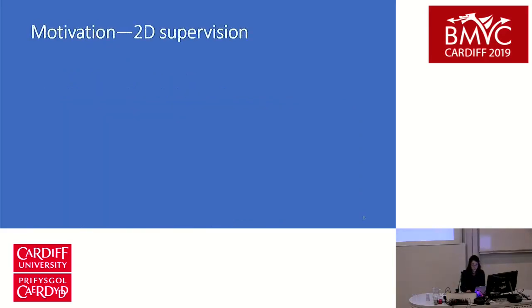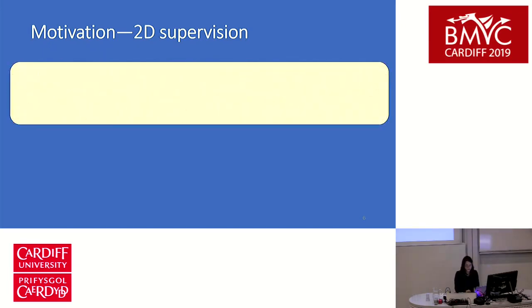So let's go to our method. Our motivation is to use the 2D signal for the supervision because, as we know, it's much easier to obtain the 2D signal than the 3D ground truth. So before we go through our method, let's first look at the usual structure of using the 3D ground truth.